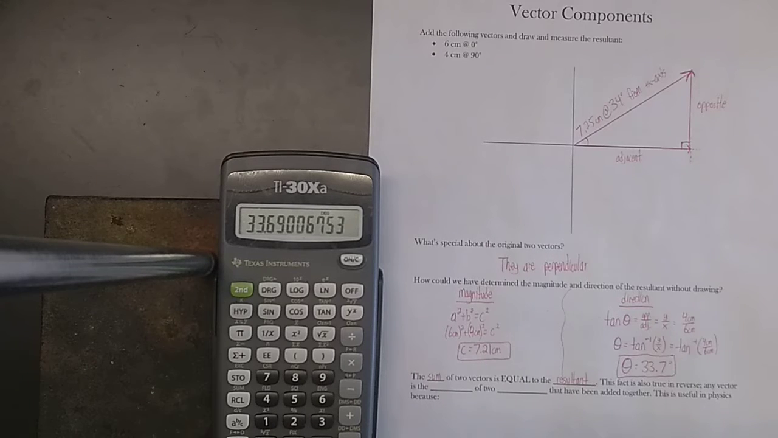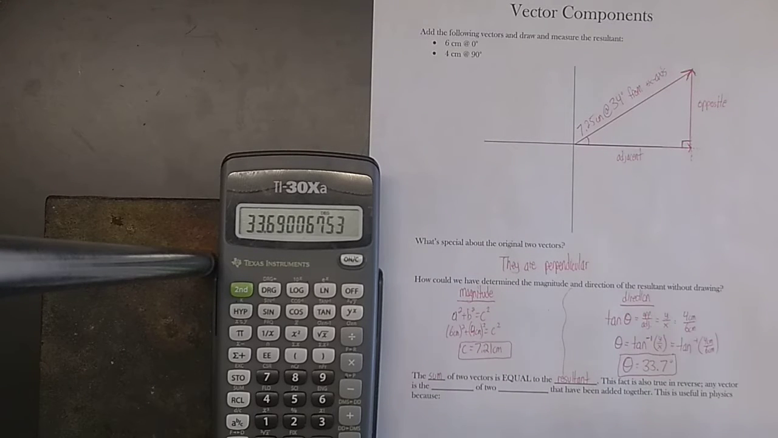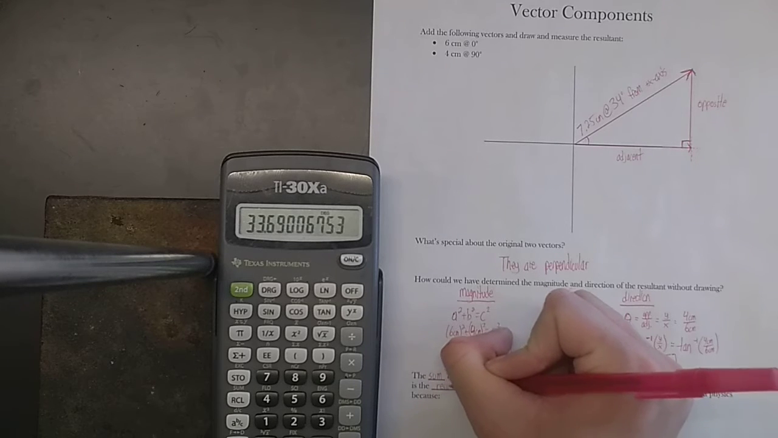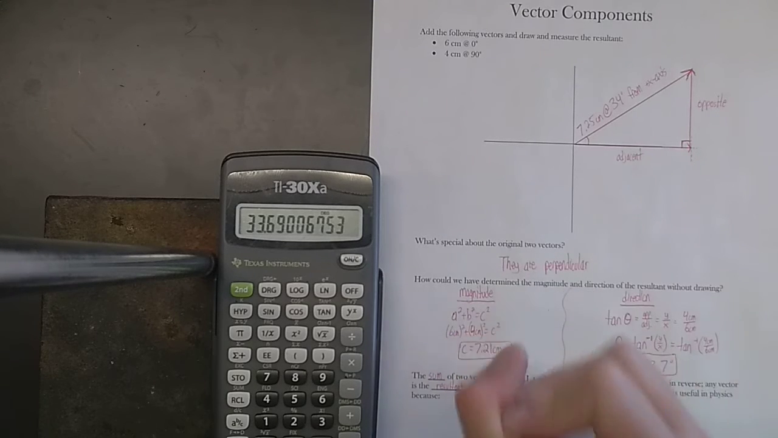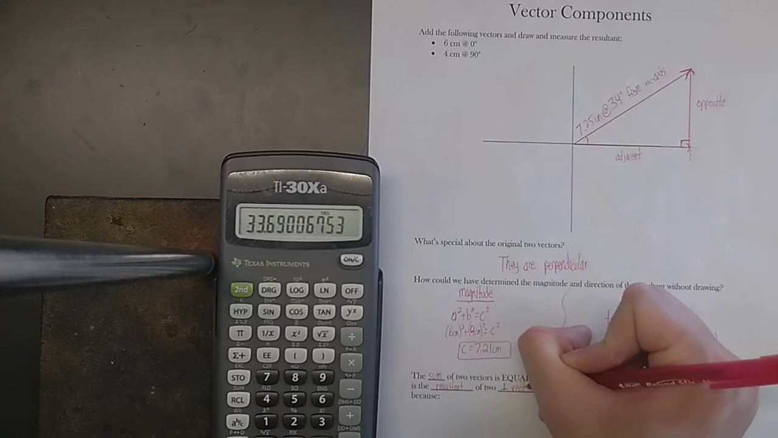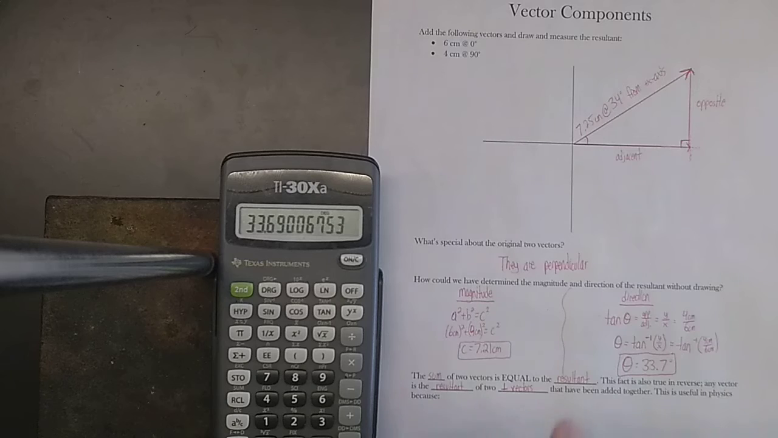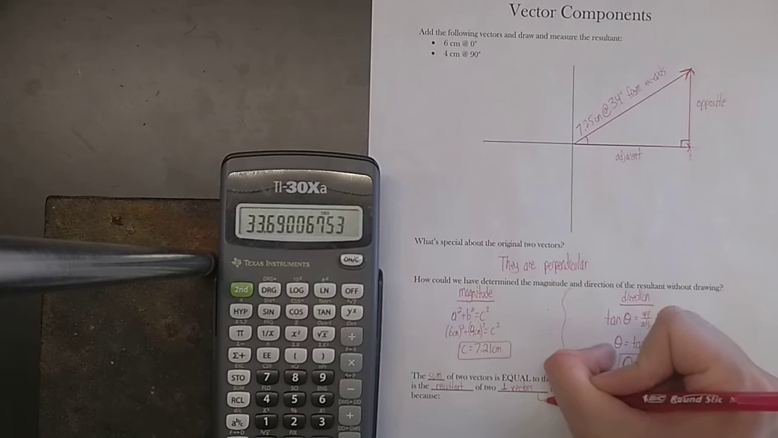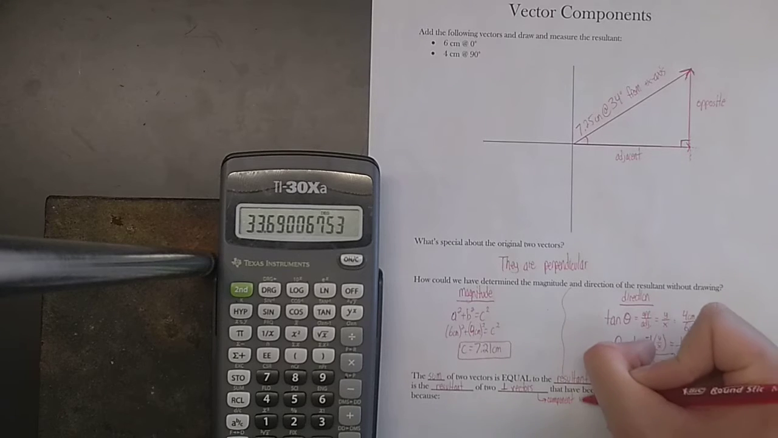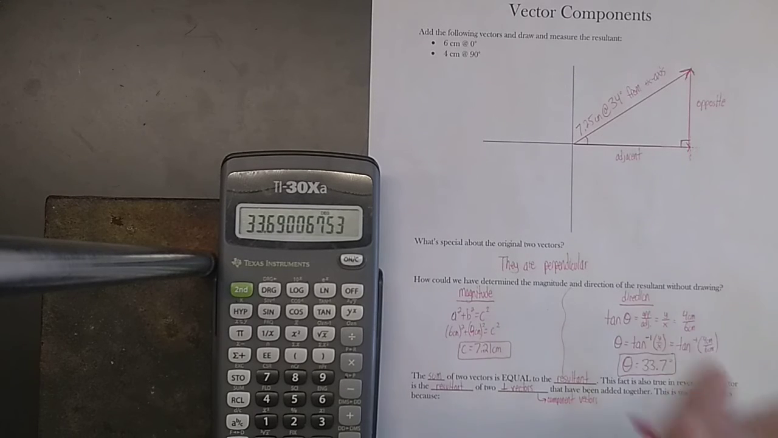But this also works in reverse. You can take any vector and you can break it up into its constituent components. Any vector can be written as the resultant of two perpendicular vectors that have been added together. We call these components, or component vectors. And I'll get more into what components actually are and how we draw them in just a second.